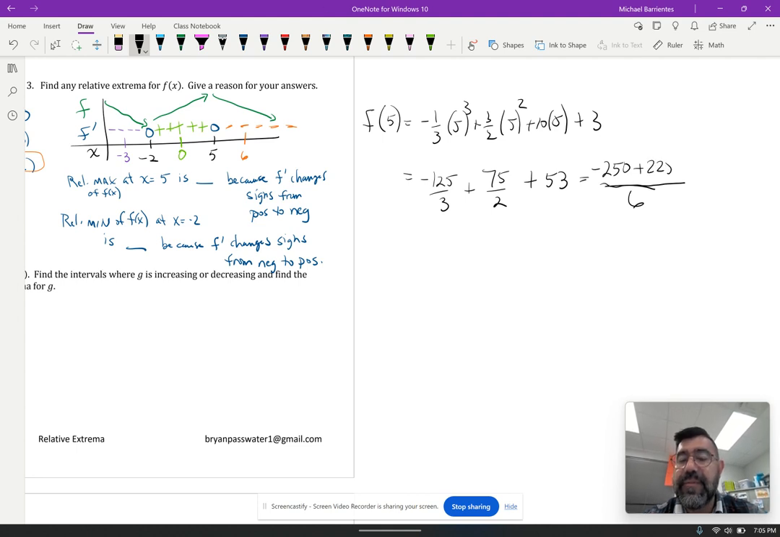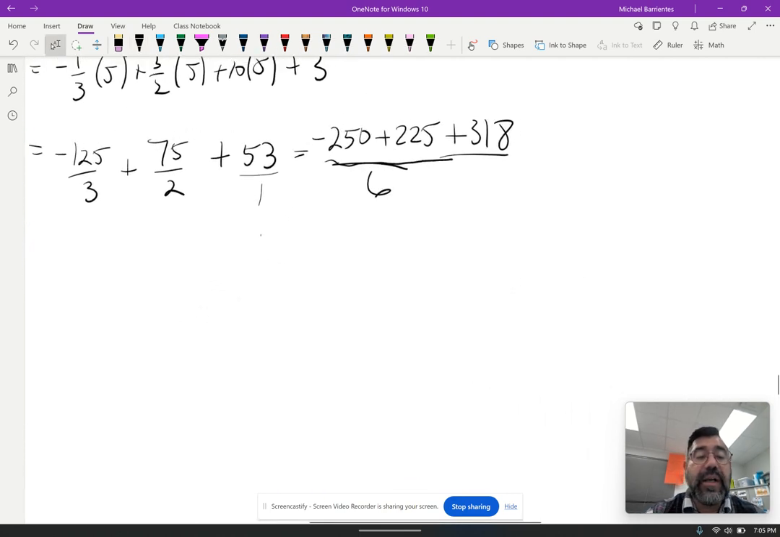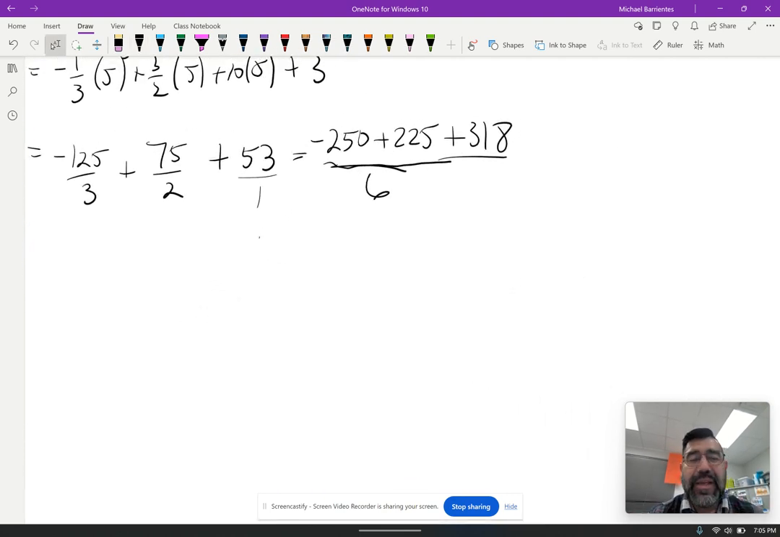225 plus, this doesn't have a denominator, or it has a denominator of 1, so I need to multiply that by 6. If I do it on the bottom, I believe that's 318. I think I did that really fast. But now I can put all these together. See, this is what I'm thinking.